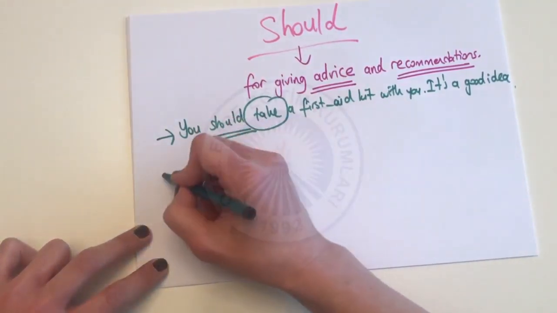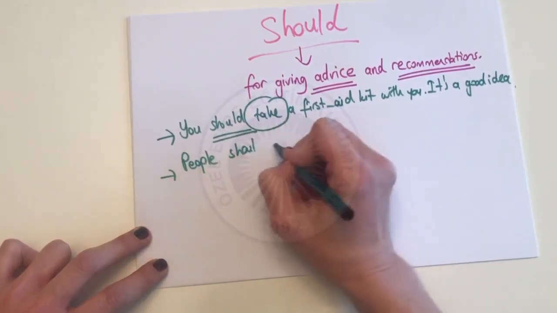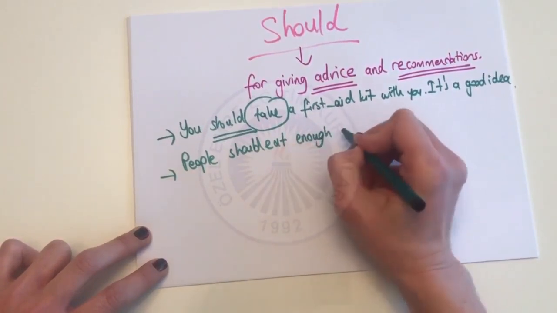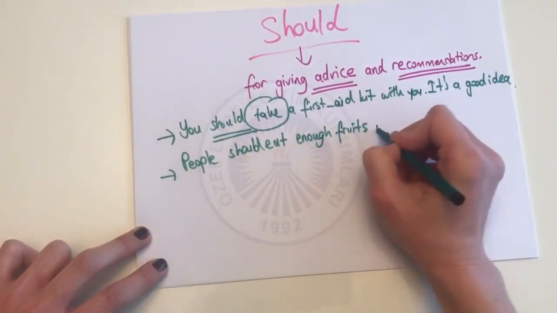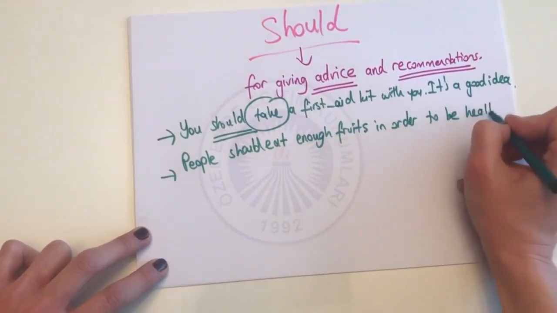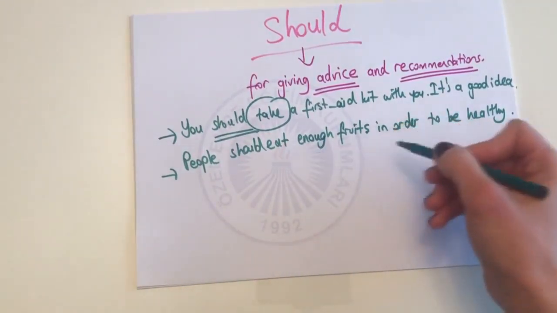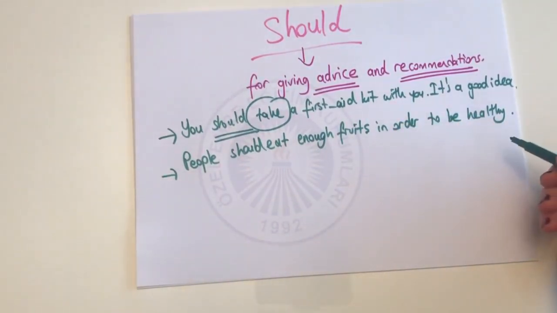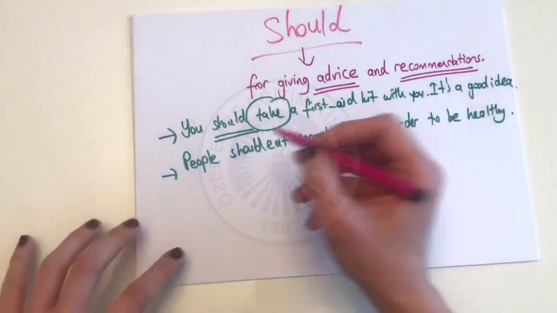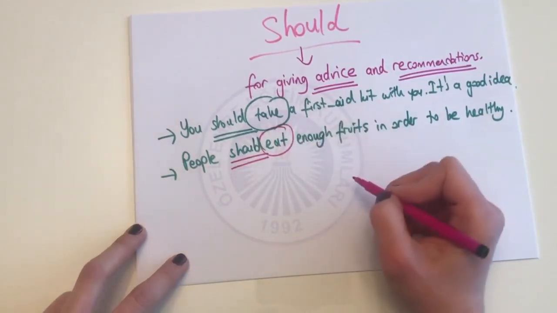The other one is, for example, people should eat enough fruits in order to be healthy. So, for example, doctor says people should eat enough fruits in order to be healthy. Doctor gives advice to us. So, as you see in the sentences, again we use should with verb.